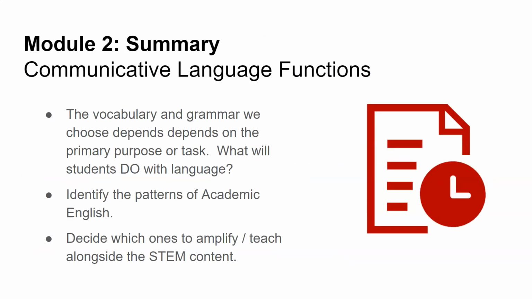In Module 2, we looked at the purpose or communicative function for language tasks. The language we choose depends on that purpose. What will students do with language? Will they explain, justify, argue, recount? That purpose determines the kind of language we use, and we need to help students notice the patterns of language and find examples. Finally, decide which features of language to focus on within the STEM lessons to help students expand their use of academic English.